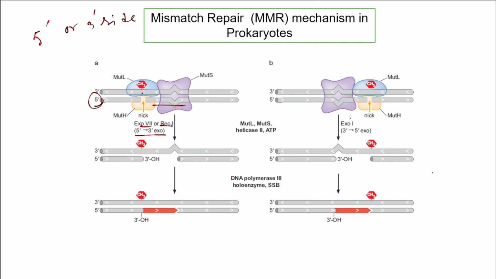This is the 5' to 3' direction. Then remove the stretched DNA from the MutH induced cut through the misincorporated nucleotide. But if the cut or nick is on the 3' side of the mismatch, then it is removed by exonuclease 1, which degrades DNA in the 3' to 5' direction. After removal of mismatched bases, this gap is filled by DNA polymerase 3 and sealed by ligase.